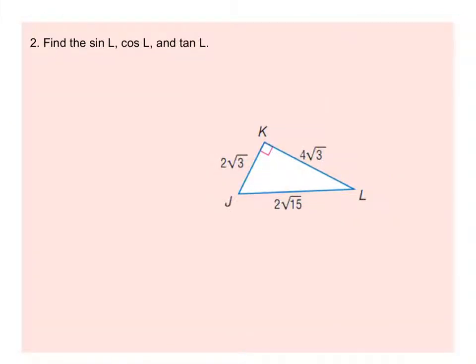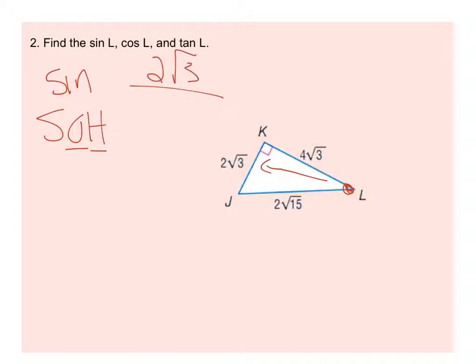So figure out the sine of L, cosine of L, and tangent of L. So sine of L, remember sine, so opposite over hypotenuse, from L. So opposite is going to be 2 square root of 3. The hypotenuse is going to be 2 square root of 15. Now, if you leave it like this, it is wrong. So you need to simplify it.